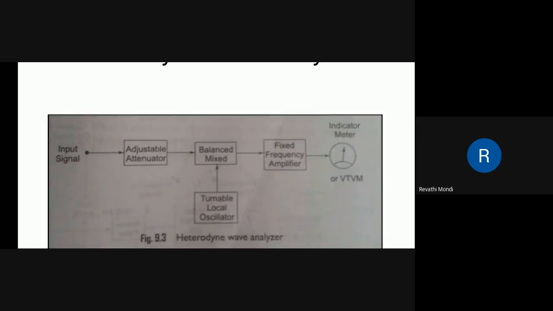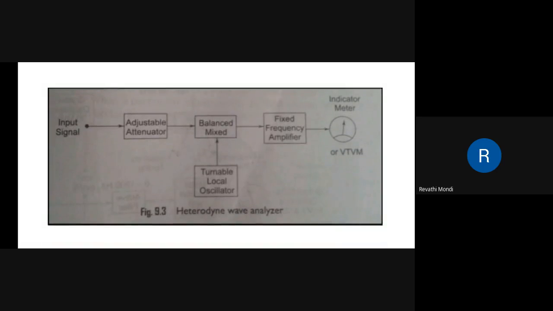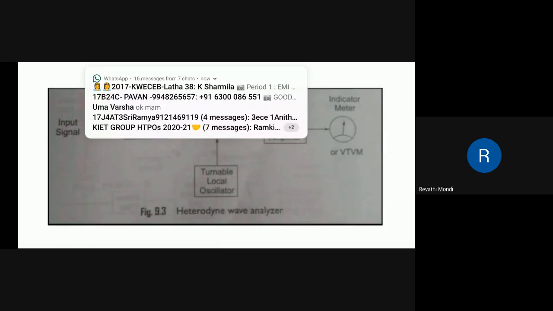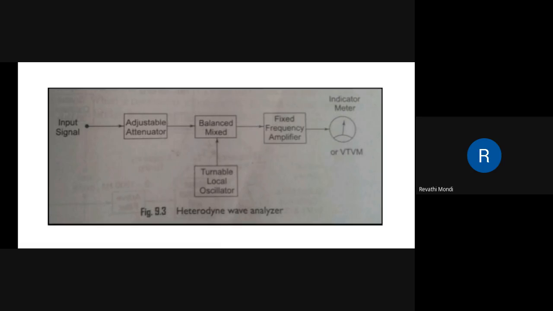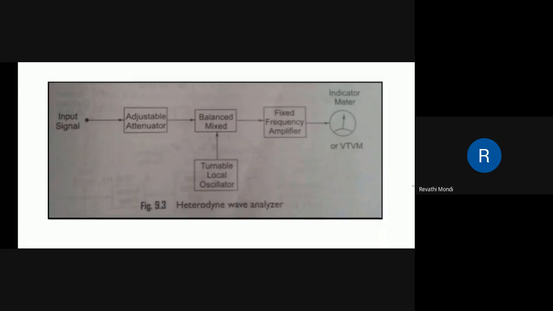Finally, we get to the indicating meter. In this meter, we observe the particular ranges of RF frequencies. These RF ranges of frequencies can be identified by the heterodyne wave analyzers only. By using this meter, we calculate the particular range of values.